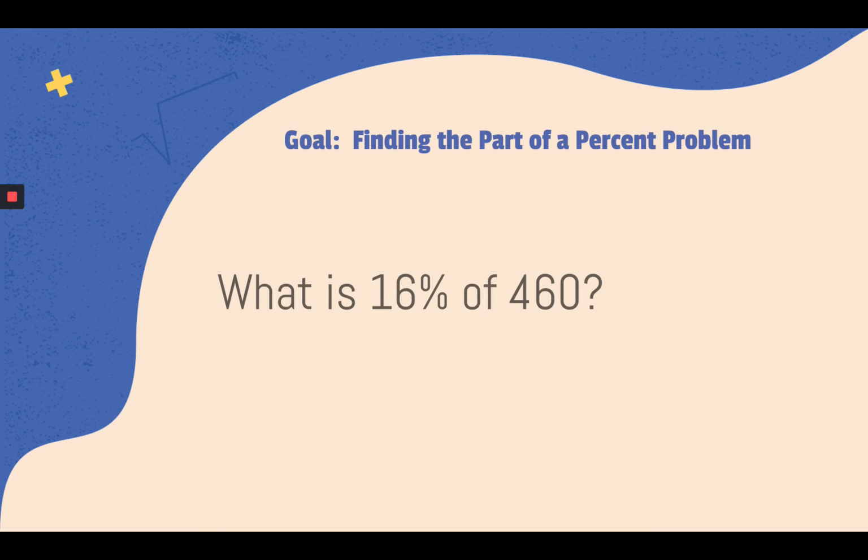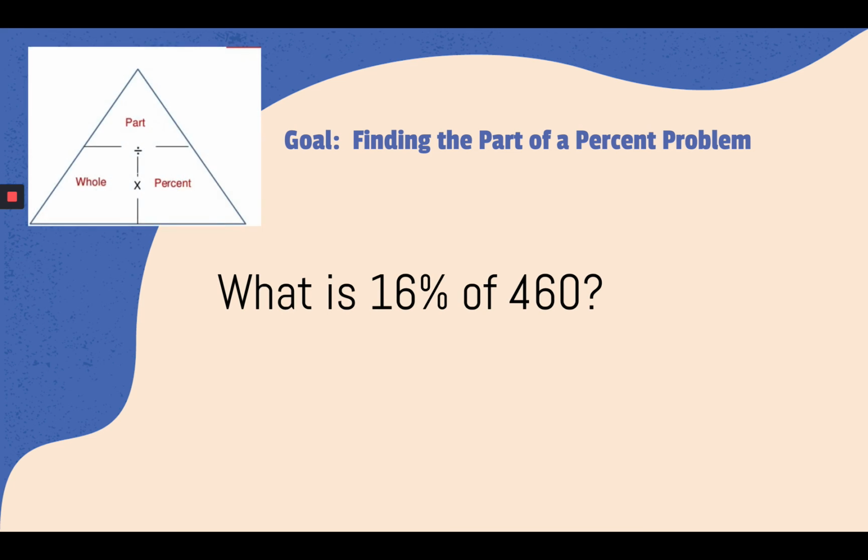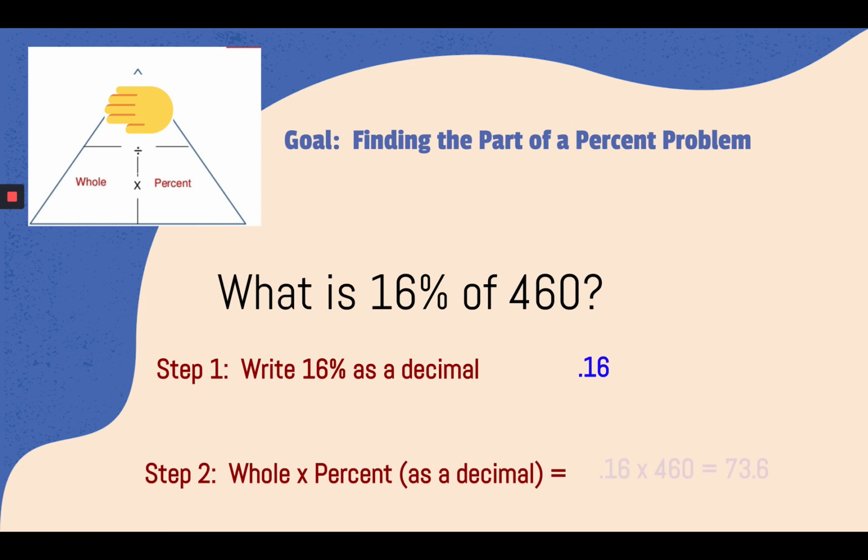And last problem, most of them will look something like this. What is 16% of 460? Cover up what you're looking for. Write 16% as a decimal, 0.16. 0.16 times 460 is 73.6. This is the entirety of what your questions ask you to do today.